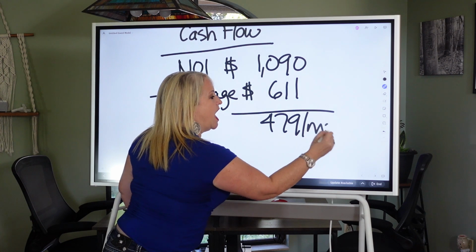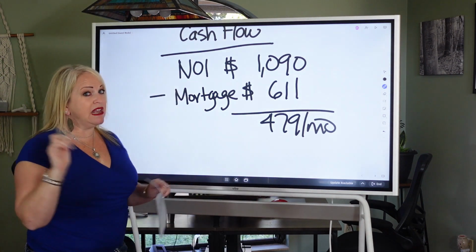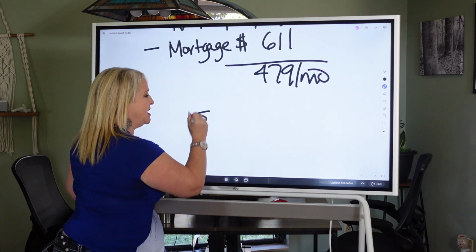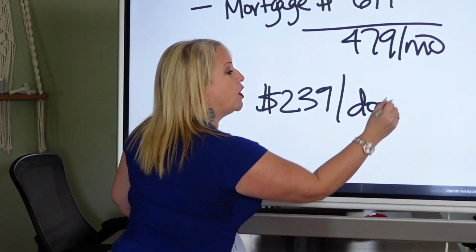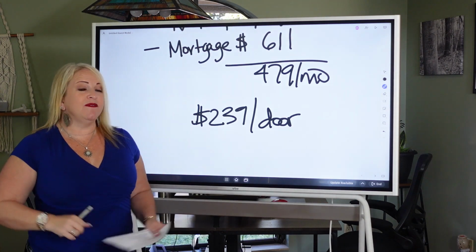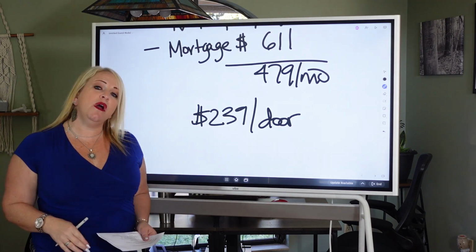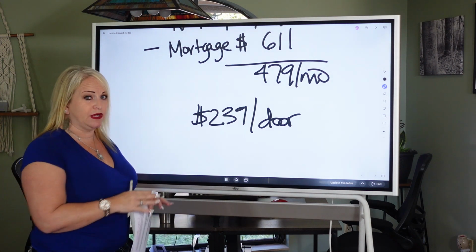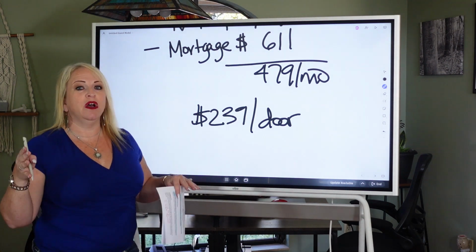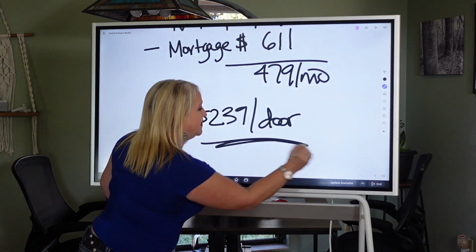$479 a month. That's not bad. If you break it down, that ends up being about $239 per door per month. If you watched other videos from Jen and I, you know that when it comes to doing small multifamily, we're pretty much shooting to be somewhere between $200 and $250 a door. So this fits right in there.